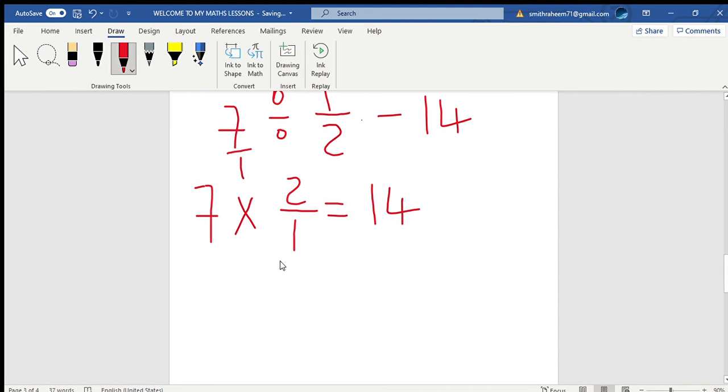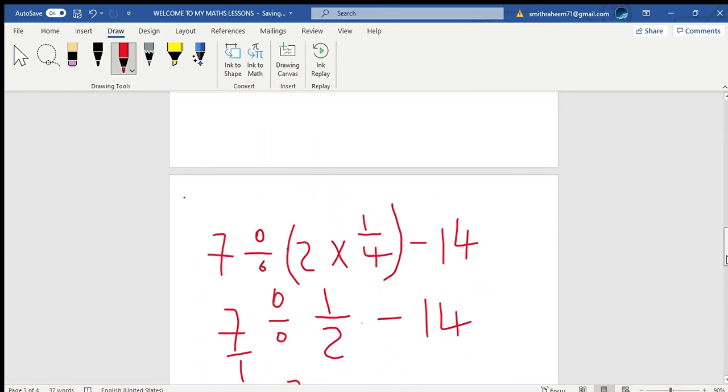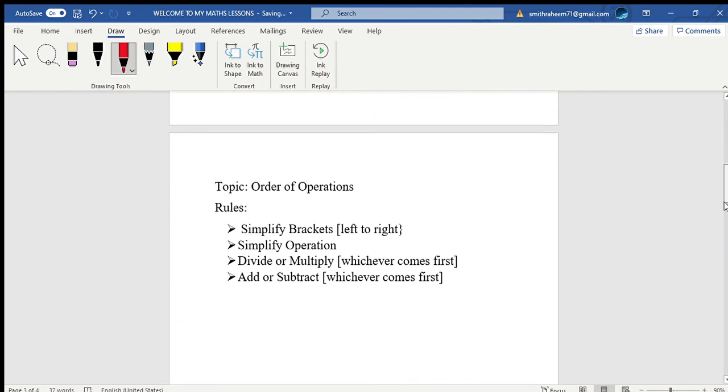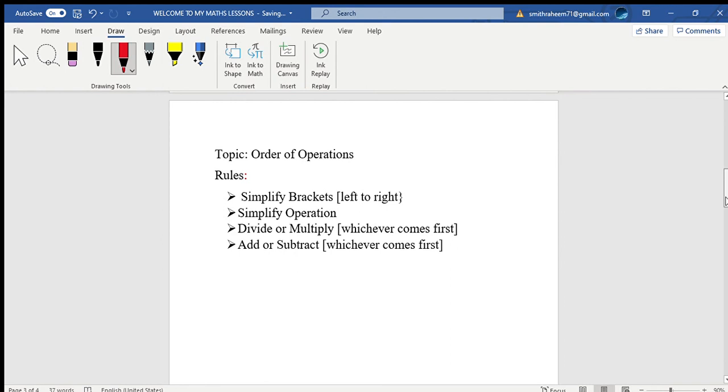So it's 14 minus this 14 here. So 14 from 14, your answer is 0. Okay, so 0 is your final answer. Hope you guys have learned something from order of operations, and you could take down the rules. There are 4 rules. You could take down these 4 rules.